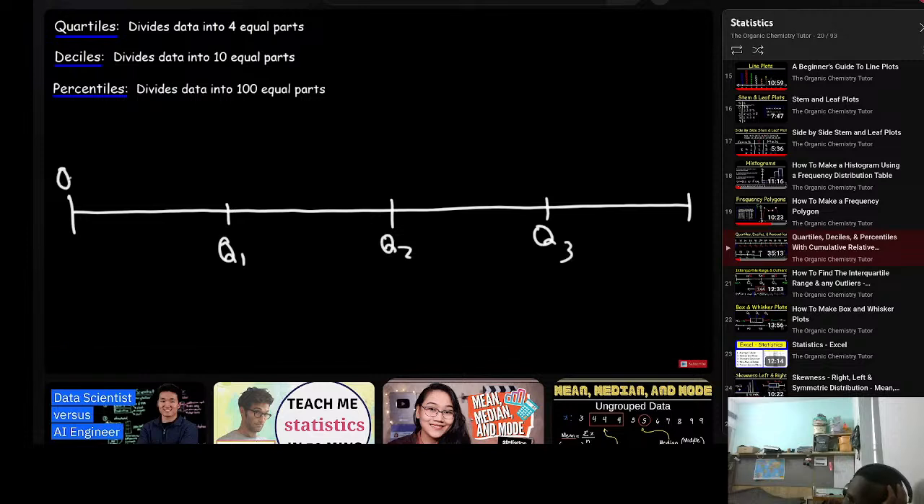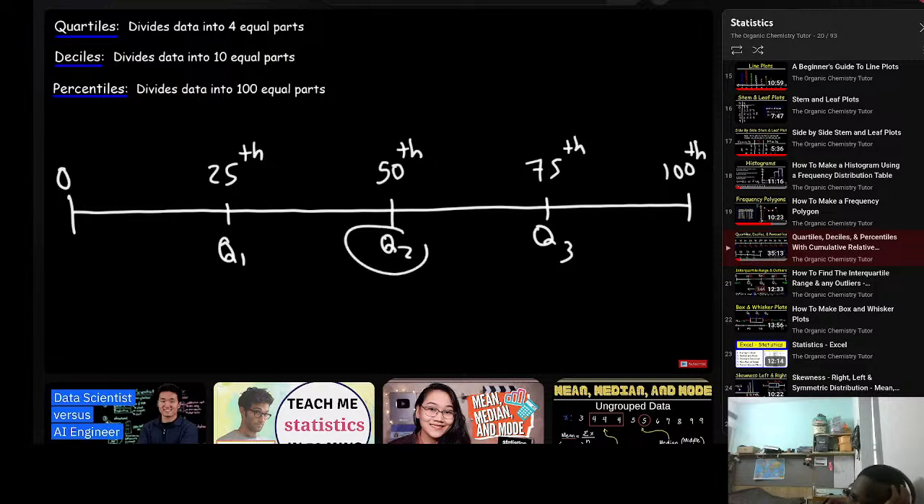On the left, this is the 0th percentile. The first quartile is the 25th percentile. The second quartile is the 50th percentile. And the third quartile is the 75th percentile. And this goes up to 100. Percentiles divides the data into 100 equal parts. Think of percentage. 100% represents the total of everything.